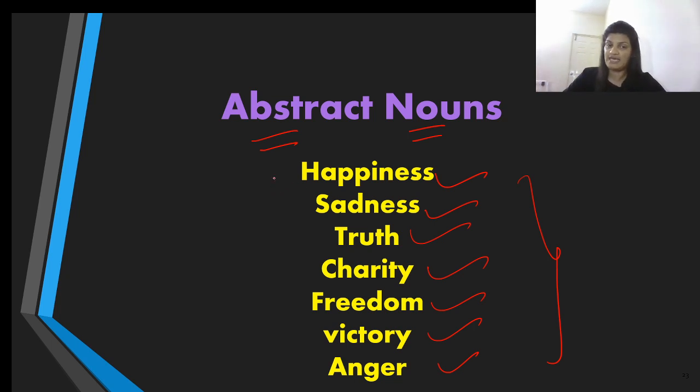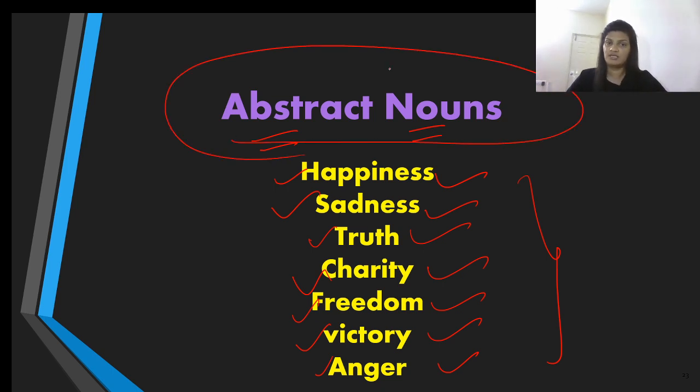Now, if I say happiness, can you actually touch happiness? Of course not. You, in fact, have to feel it within. Similarly, sadness is also supposed to be felt within. Just like the way truth, charity, freedom, victory, anger, all these are not tangible. They are supposed to be felt within. That is why they are called abstract nouns.